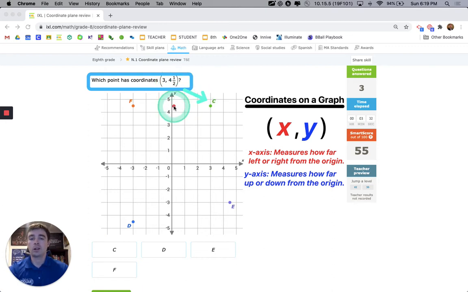Go ahead and switch colors to red. C lines up right in the middle of 4 and 5 on the y-axis, and that's going to give us exactly 4.5 units up on the y-axis. So that's how I know point C has the x value of 3 and the y value of 4.5.